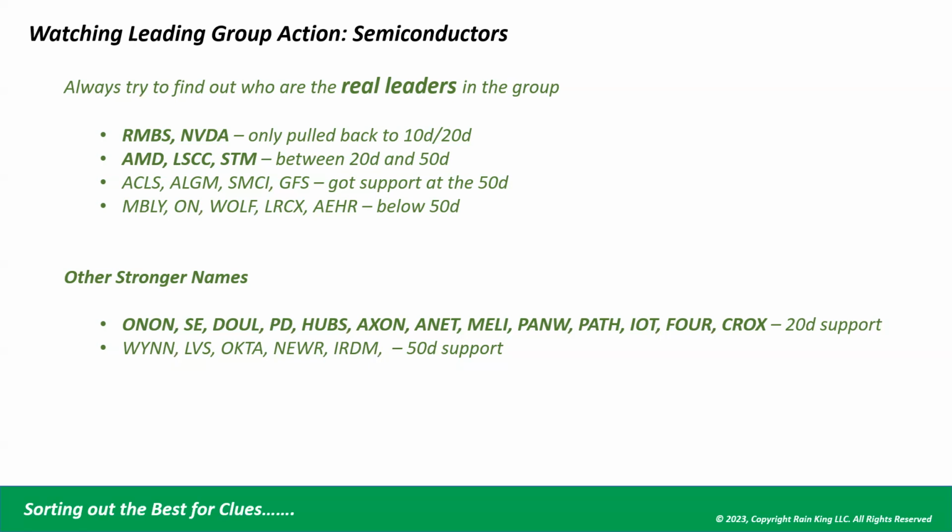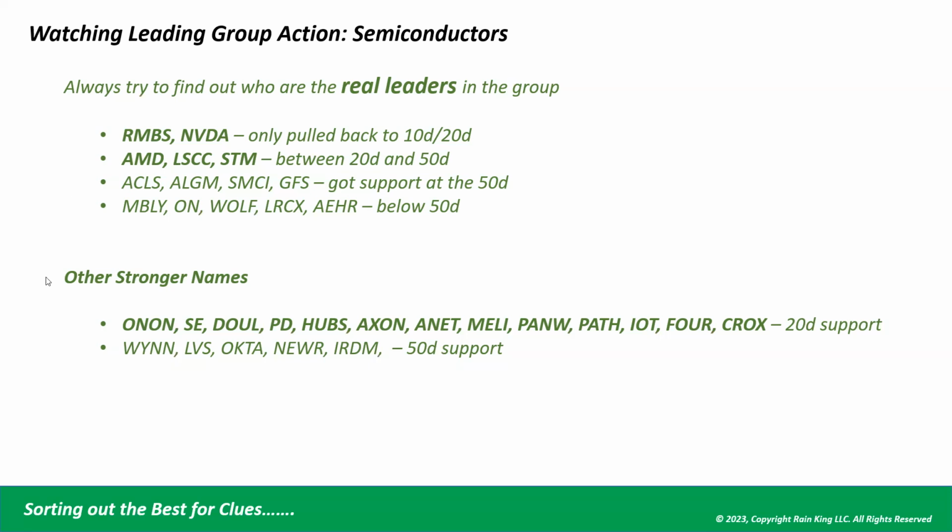Now, probably the weakest of the bunch, Mobileye, ON, Wolf, Lam, and AEHR, you'll notice they're all below the 50-day. So these right now are the weaker of the semiconductor group. So our focus is really watching these leaders. If these were to get into trouble and correct even more, it's possible the whole group might be rolling over, which could be bad for the tech sector.